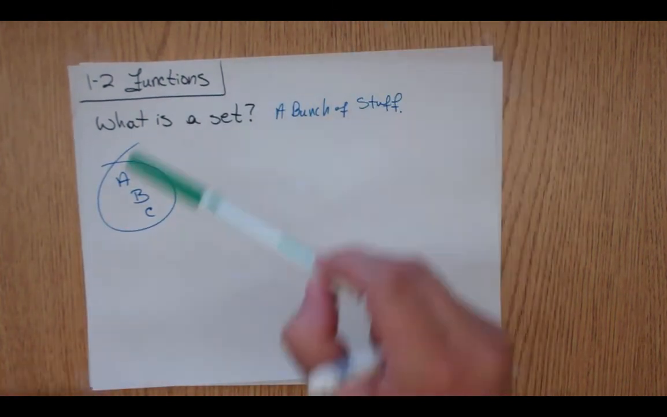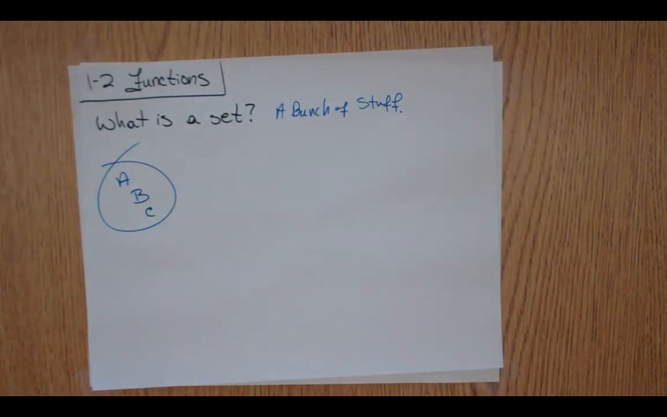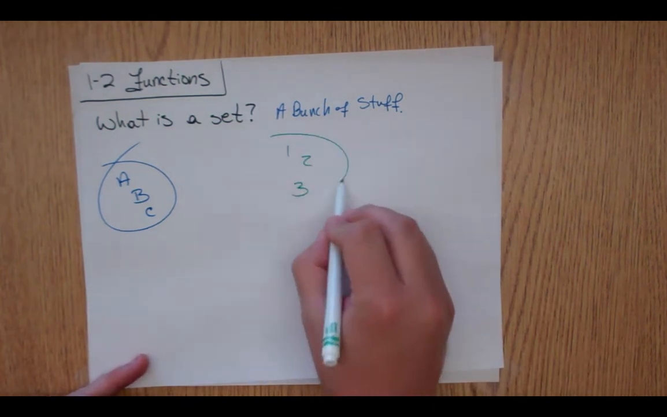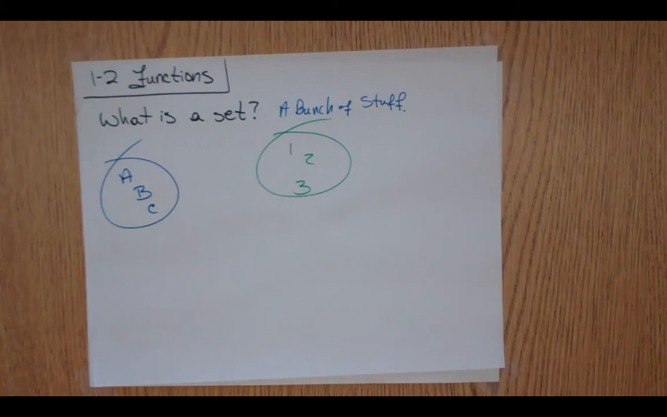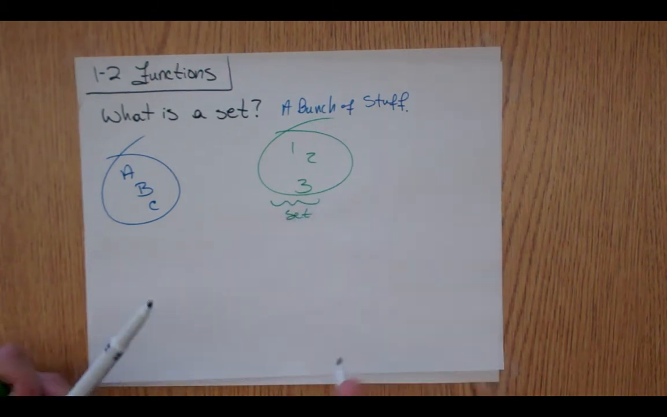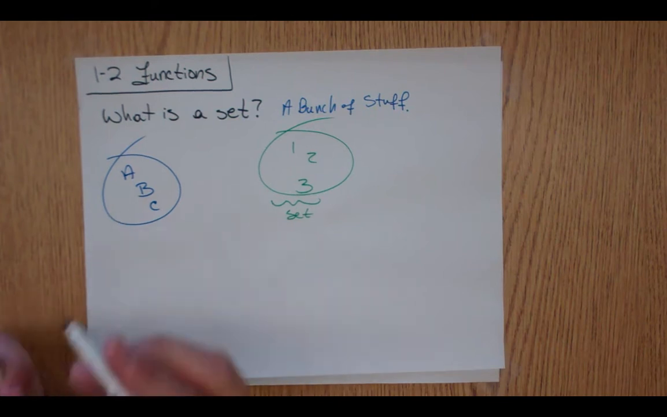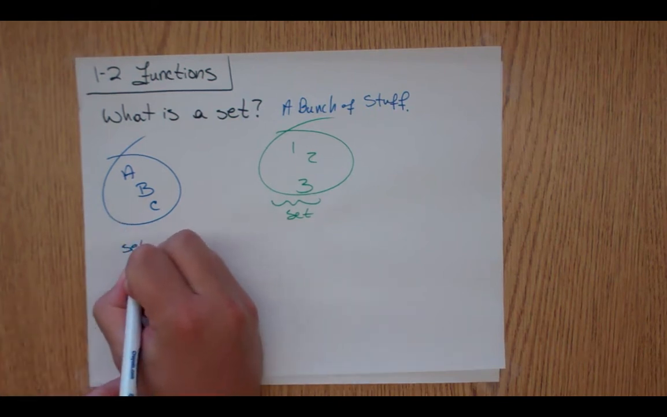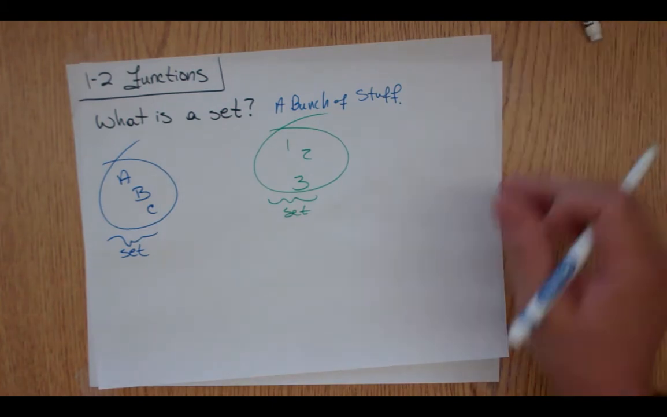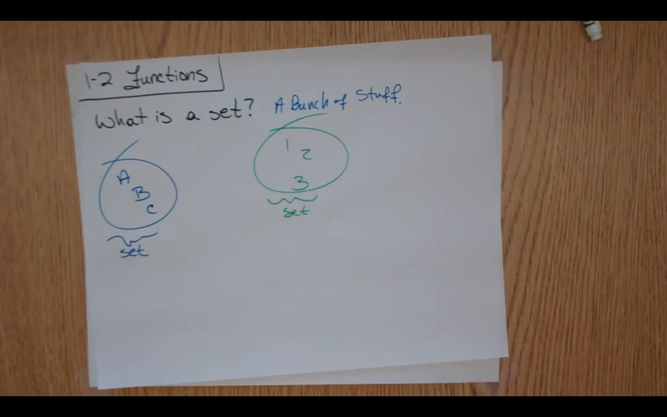And then say we have a set over here which contains the numbers 1, 2, and 3. Alright, so this is a set, and this is also a set. So a set is just a bunch of stuff. That's all it is. It can be numbers, it can be letters, it can be symbols, it can be stuff on a menu board, it can be whatever.